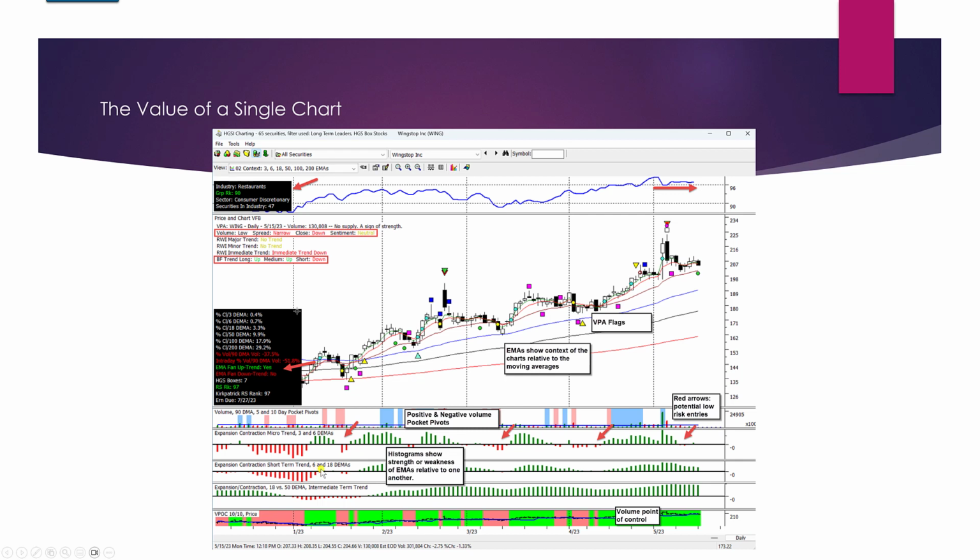This is the same relationship, except I'm using the 6 and the 18-day exponential moving averages. So if the 6 is above the 18, it's green. If it's below, it's red. And here's the 18 versus 50, which is the intermediate term trend. You can see this one is well above the 0 line because this stock has been in a strong uptrend.